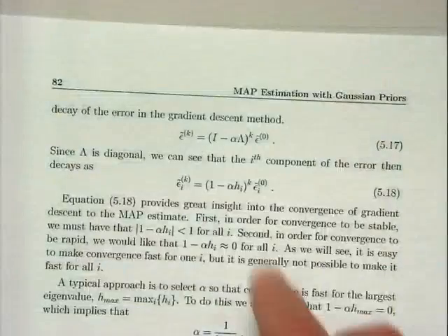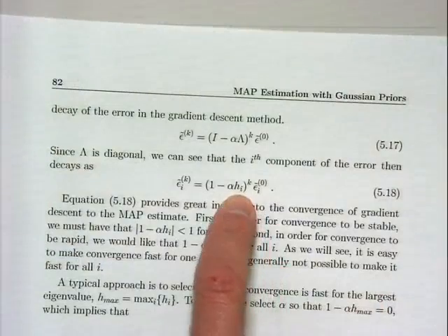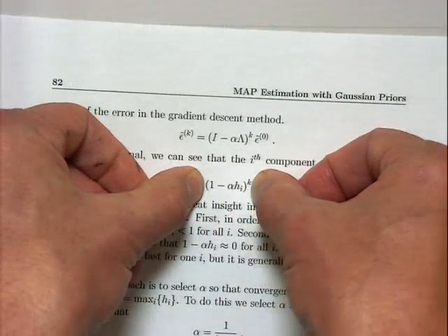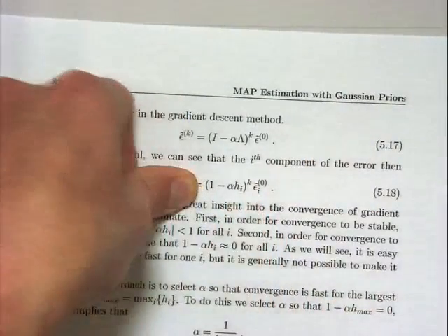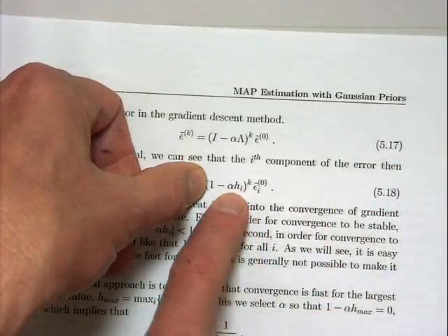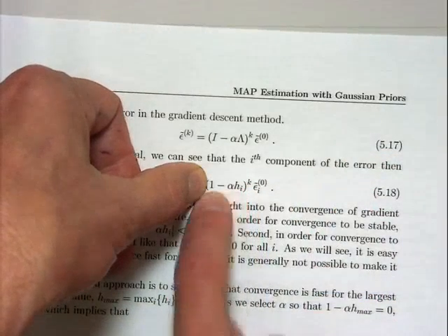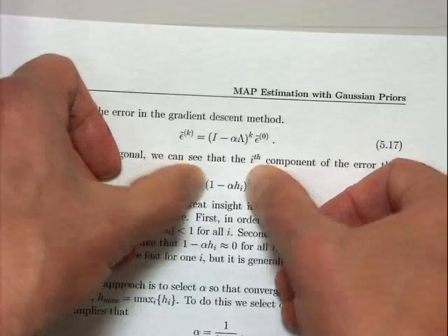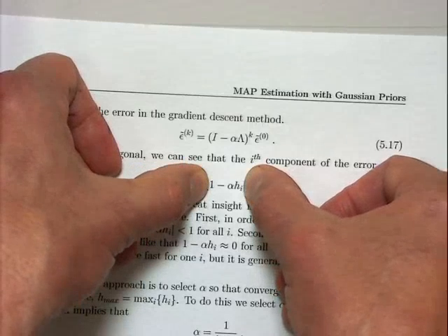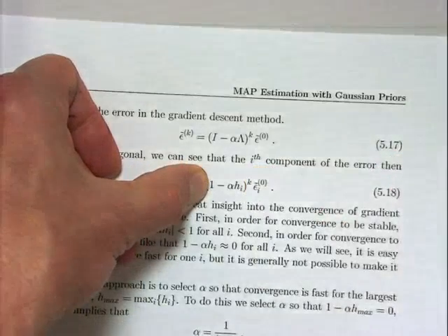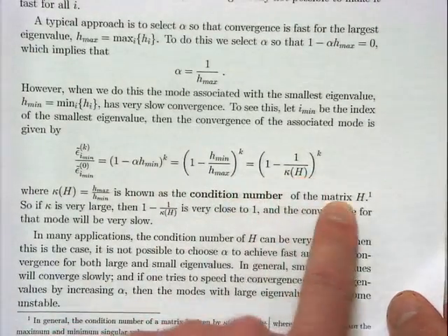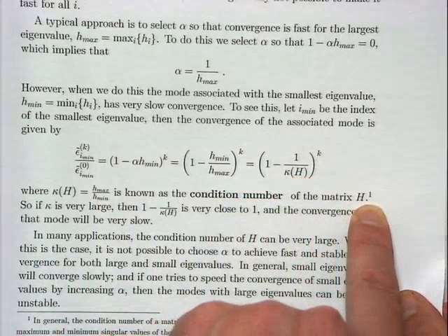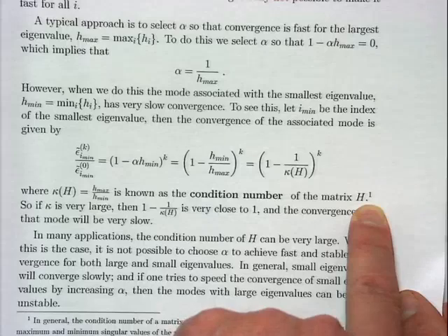Really you want this expression 1 minus alpha h to be small, where alpha is the step size. Ideally you pick alpha such that this expression is 0 and the mode would converge in 1 step. But the problem is that all the h's are different, so you can't pick them all to be small at the same time. Essentially the condition number of the matrix becomes a determining factor, which is the ratio between the smallest and the largest eigenvalues. Please read this and go through it in detail so you understand it.